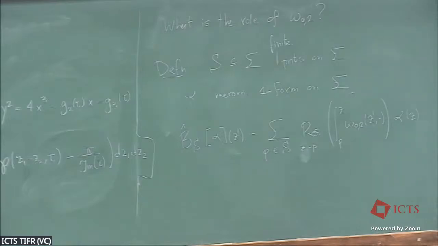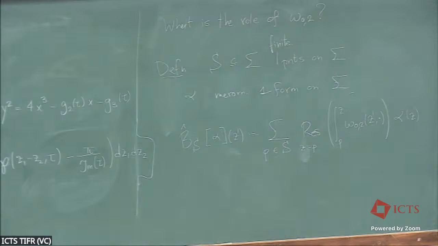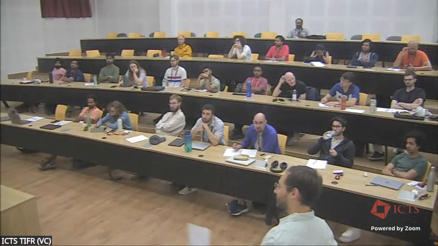Cool. So this is the definition. So what can we say about this operator? By the way, here I'm calling it B because it stands for Bergman. Many people call omega 0,2 the Bergman kernel. Apparently, this has nothing to do with Bergman, but people call it Bergman anyway. So I'll call this operator B, for Bergman.